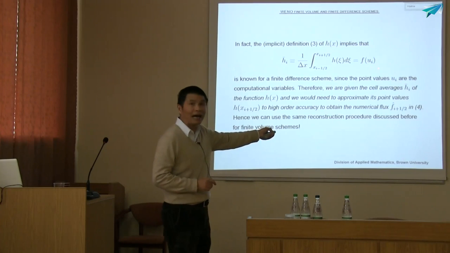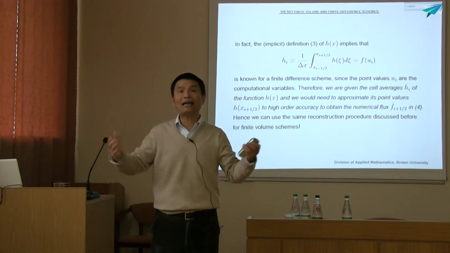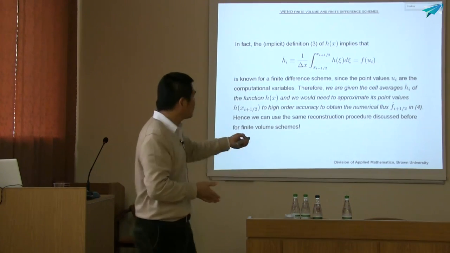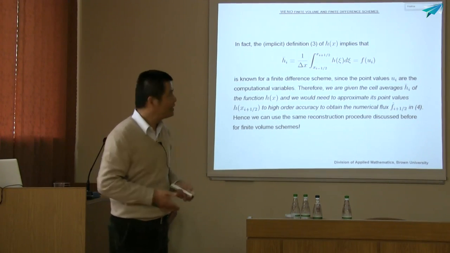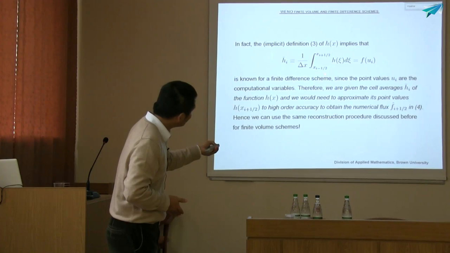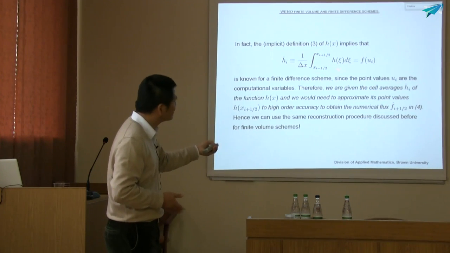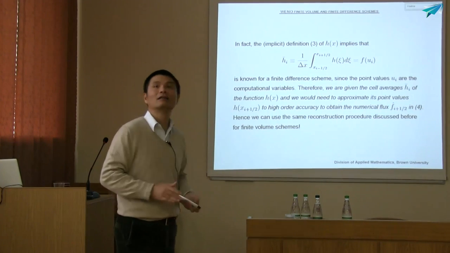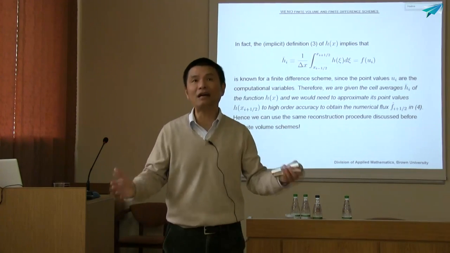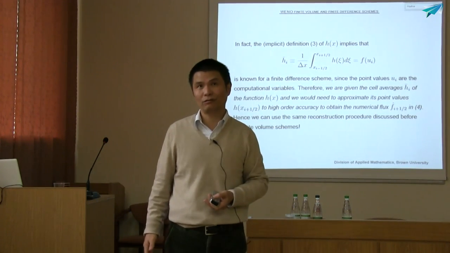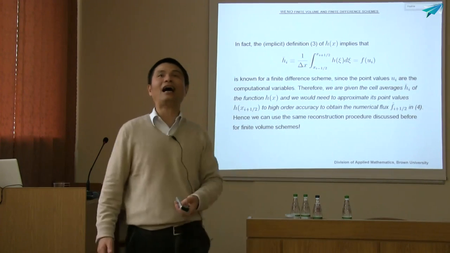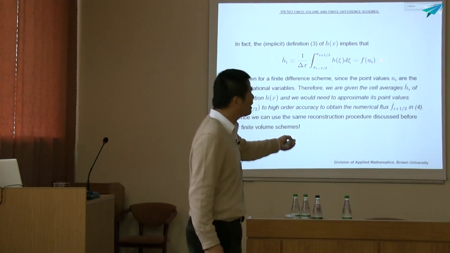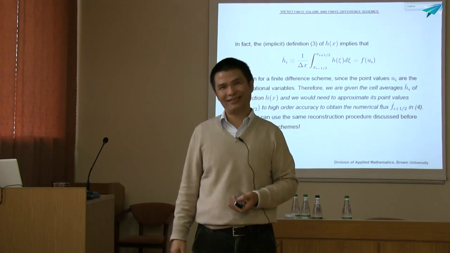This would be f of u_i, u of x_i, which is u_i. I happen to know u_i because I'm doing finite difference now. I know the point values. So I know the right hand side. The left hand side is the integral from x_{i-1/2} to x_{i+1/2} of h, because I don't know h. However, this is the definition of h bar. No, it is the definition of the cell average of this mysterious function h. So if you read this equality, aha, I know a lot about h. If I'm given the point values u_i, I already know the cell averages of h.